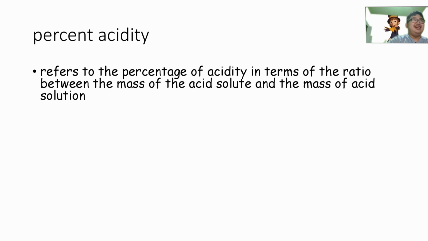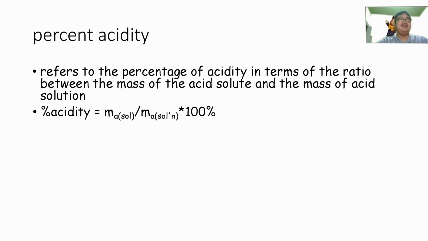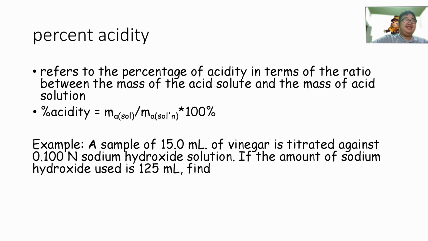Percent acidity refers to the percentage of acidity in terms of the ratio between the mass of the acid solute and the mass of acid solution. Percent acidity equals the mass of the acid solute over the mass of the acid solution multiplied by 100%.